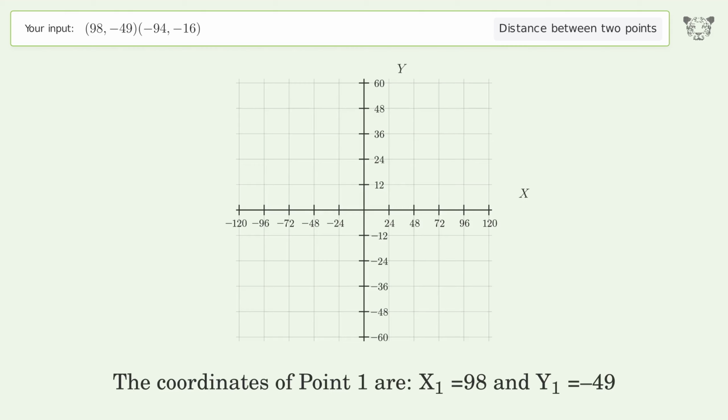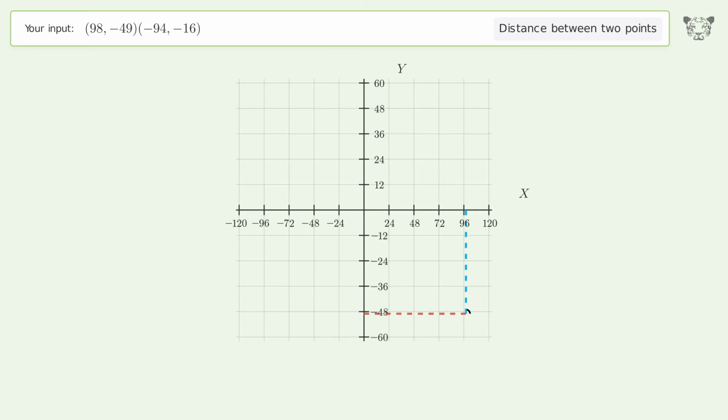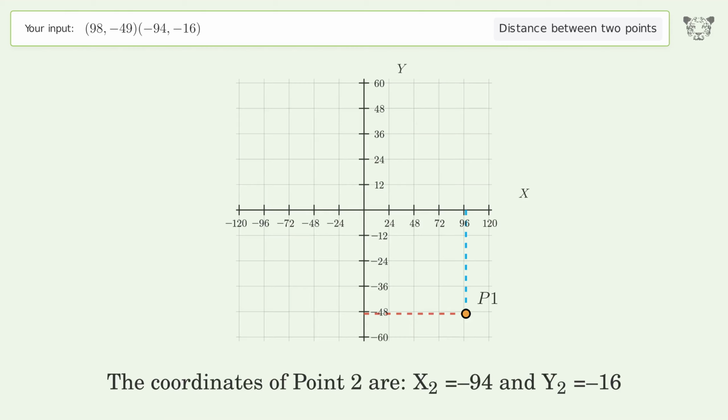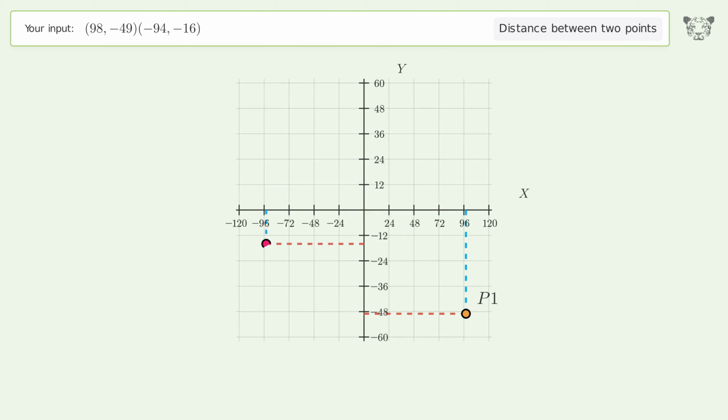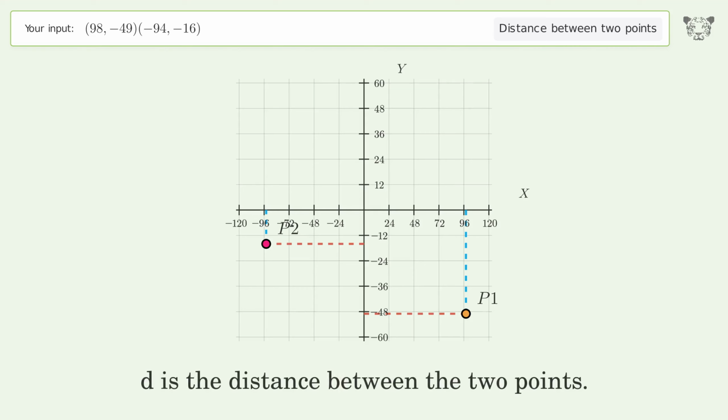The coordinates of point 1 are x1 equals 98 and y1 equals -49. The coordinates of point 2 are x2 equals -94 and y2 equals -16. D is the distance between the 2 points.